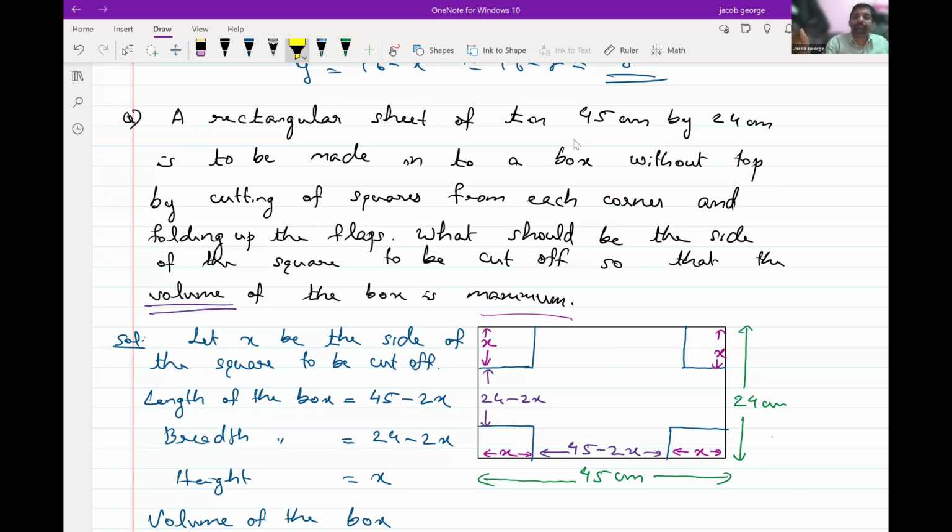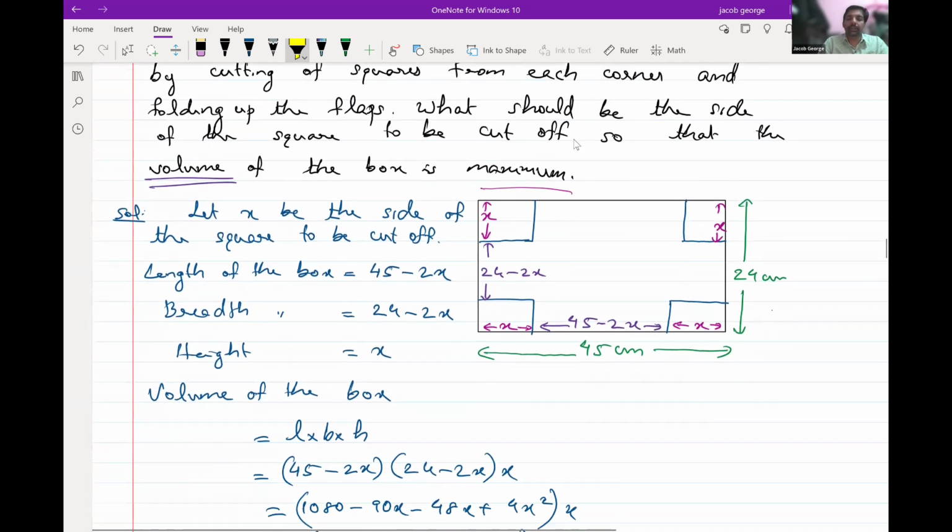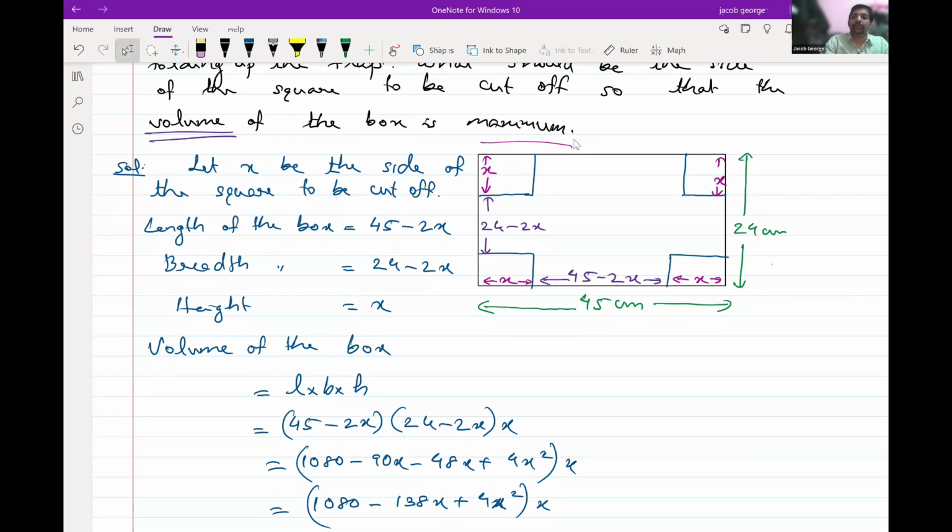Done? Finished till there. Okay. Length is 45 minus 2X, breadth is 24 minus 2X, and height is X. Then you will write volume of the box. Volume is length into breadth into height. Length into breadth into height means 45 minus 2X into 24 minus 2X into X. 45 minus 2X is the length. Breadth is 24 minus 2X and height is X.